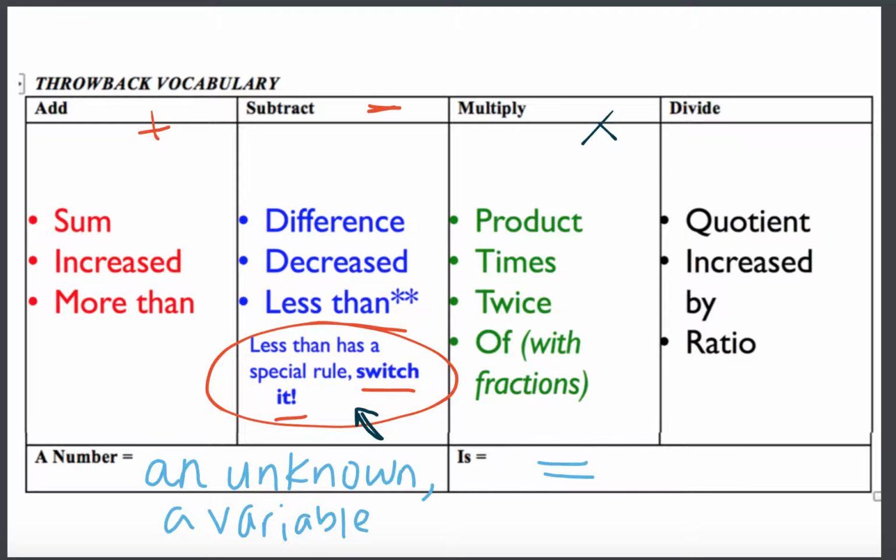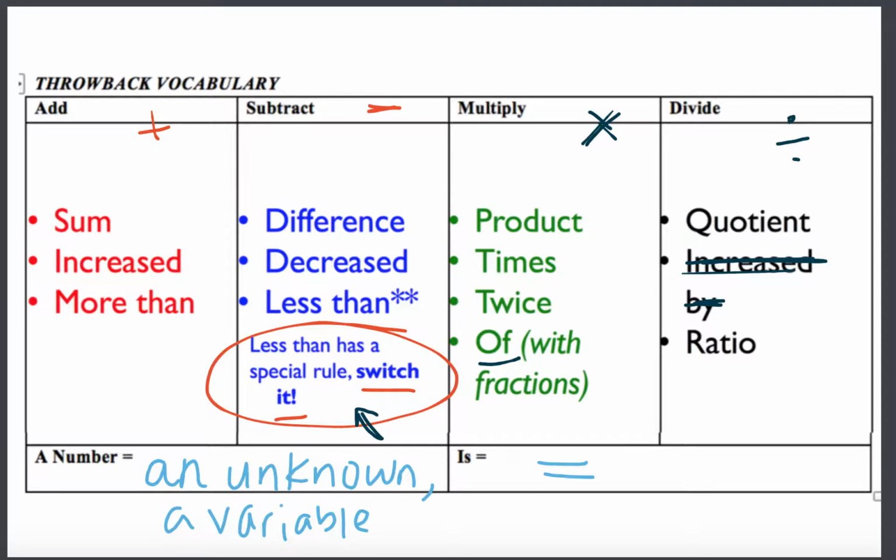Certain words that you'll hear are product, times, twice, and of, especially with fractions or percent. That can often tell us to multiply. For division, this word quotient is kind of weird. It doesn't really sound the way you'd expect it. Again, the way this is pronounced is quotient. And I'm actually noticing a quick typo. So increased by would not be an example for division, but ratio definitely is. Please pause here if you haven't gotten these notes already.